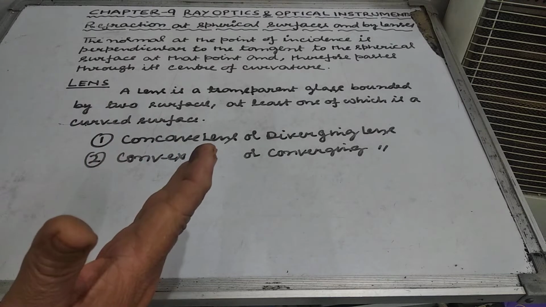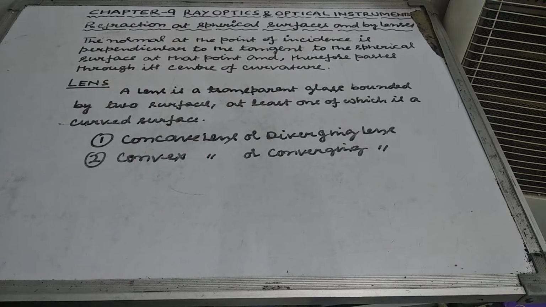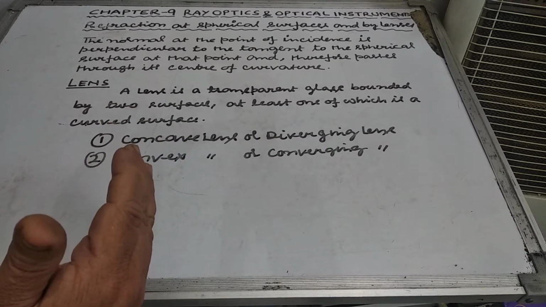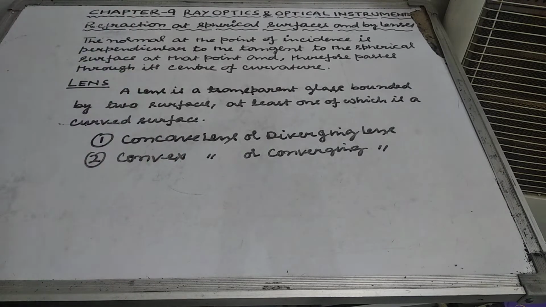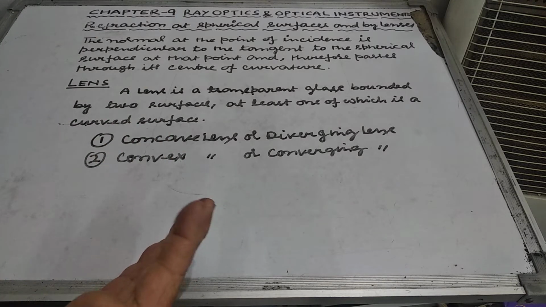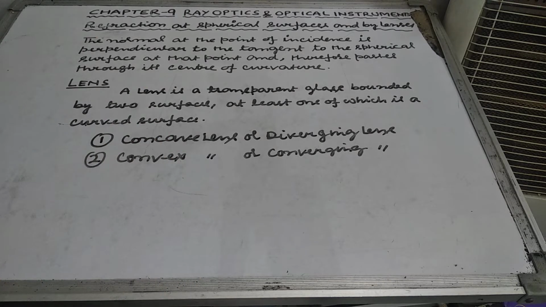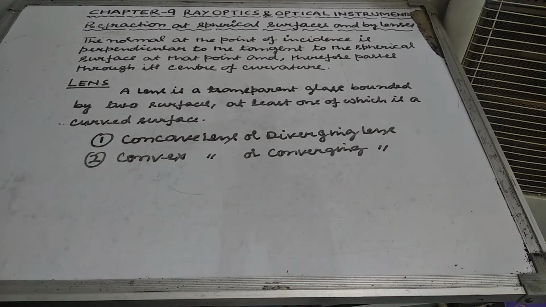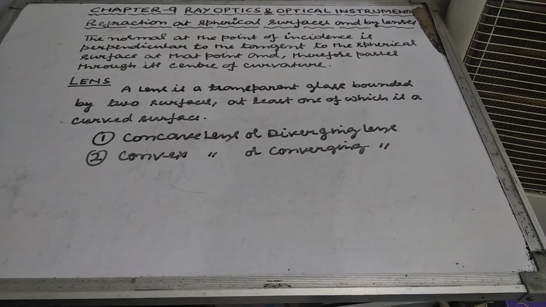When rays fall on the surface of a concave lens, it diverges the rays after refraction. And when rays fall on a convex lens, it converges the rays at one point. So a convex lens is a converging lens and a concave lens is a diverging lens.